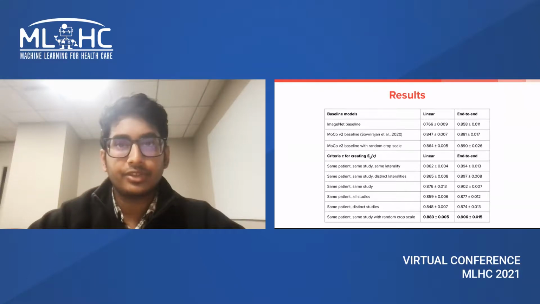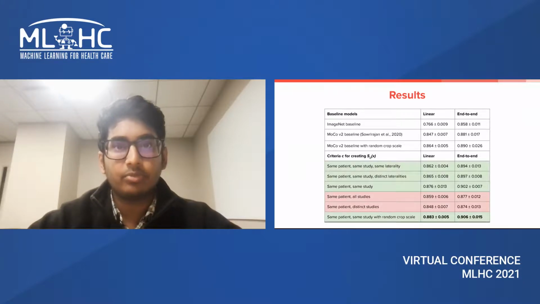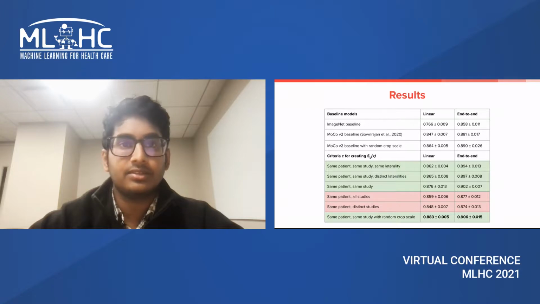Here are the classification results from linear fine-tuning and end-to-end fine-tuning of the pre-trained model that was obtained from each positive pair selection strategy. Our metadata-based strategies that allow positive pairs to include images from the same study, highlighted in green, resulted in improvements over the baseline, whereas the strategies that allow positive pairs to include images from distinct studies, highlighted in red, do not result in improvements. The best result is obtained when defining positive pairs as images from the same patient, same study, regardless of laterality. This makes sense because labels in this dataset are defined at the study level.